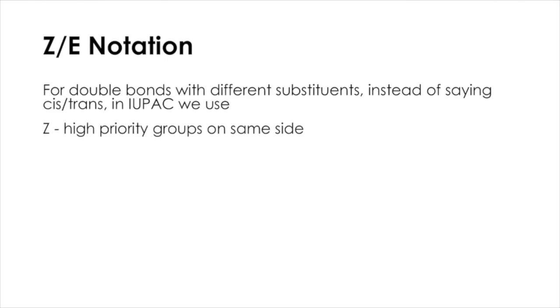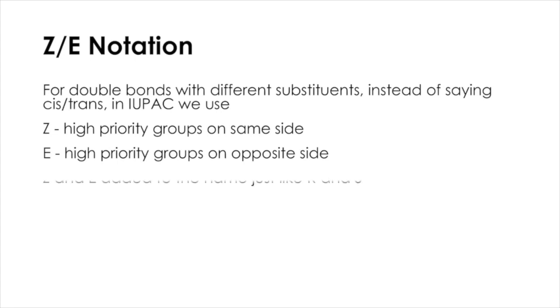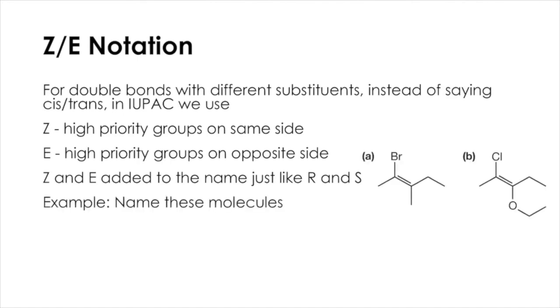So if the high priority group is on the same side, we call that Z. If they're on different sides, we call that E. And so we add Z and E to the name just like we add R and S. So here are a couple of examples.